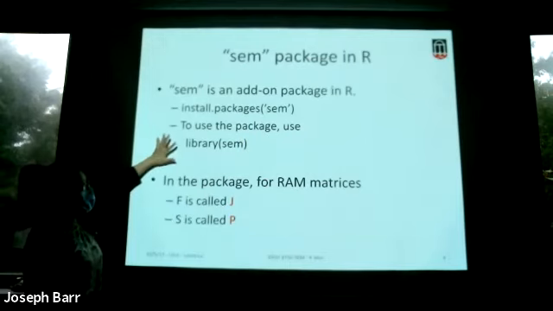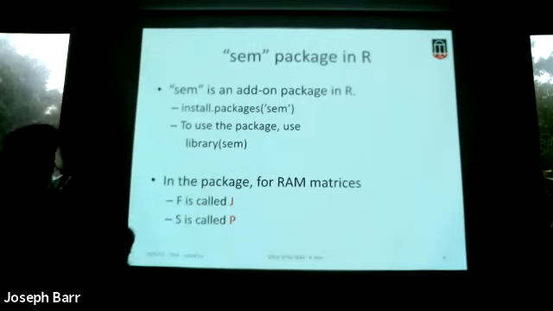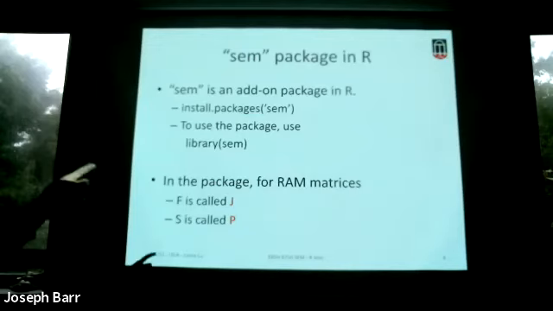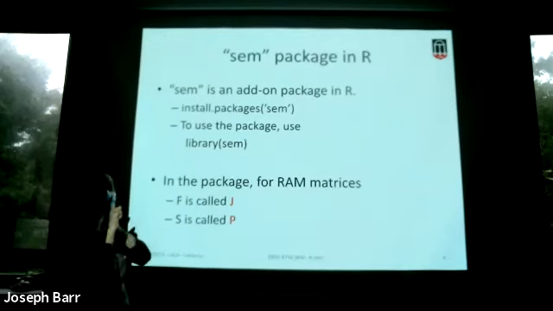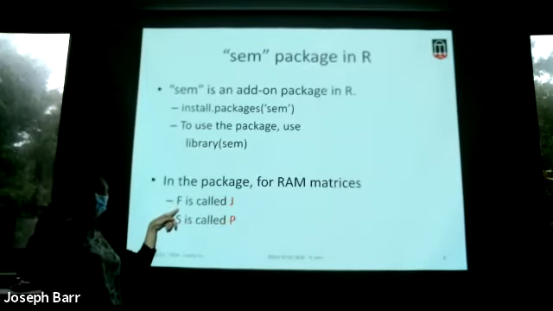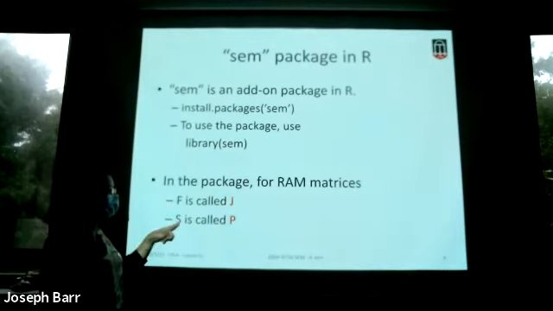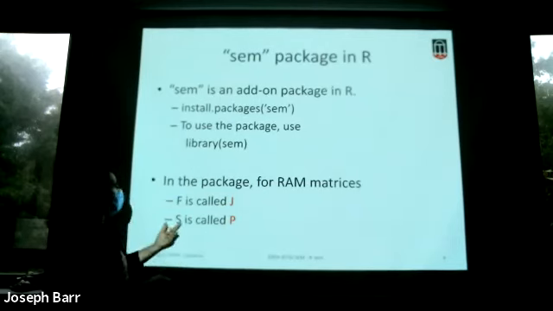This package will provide us the RAM matrices. Remember I said that the method using the RAM matrices is what SEM software uses by default. It will report the F matrix and S matrix, but they use different names. In sem, F is called J. So in that package, the J matrix is just the filter matrix in our lectures. And S is called P. If you type in P, I will show you. If you type in the P matrix, it also automatically returns the symmetric matrix.